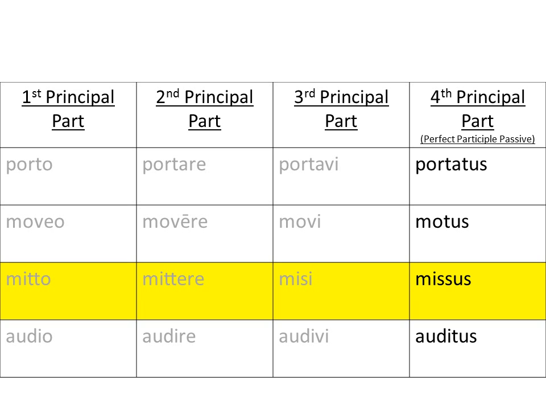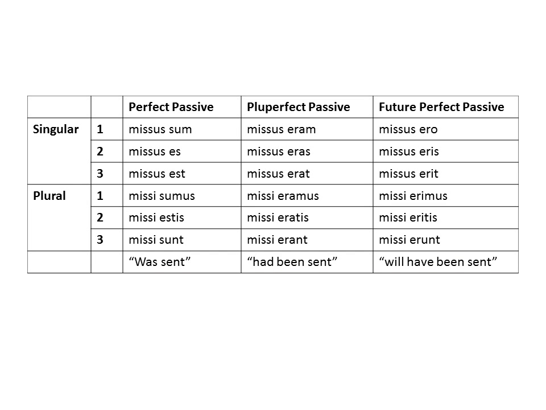Third conjugation: mitto, mittere, misi, missus, is our fourth principal part. Again, the us ending is going to be changeable. So missus sum, missus es, missus est, missi sumus, missi estis, missi sunt is was or were sent. Missus eram, eras, erat, eramus, eratis, erant, had been sent. That's the pluperfect passive. And then missus ero, eris, erit, missi erimus, eritis, erunt, future perfect passive, will have been sent. Hopefully you're getting the hang of this by now, so we can move a little quicker through these.